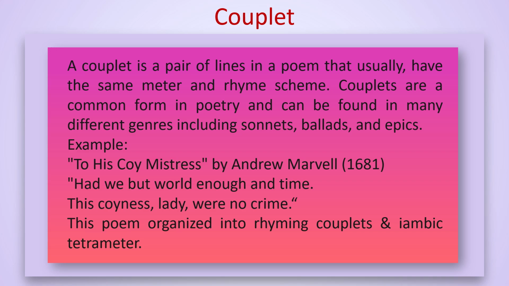Just take a famous example from To His Coy Mistress by Andrew Marvell, and notice how the lines not only rhyme from time to crime, but also flow with the steady iambic beat. This poem uses rhyming couplets and is written in iambic tetrameter, meaning each line has 4 iambic feet or 8 syllables in a da-dum pattern.